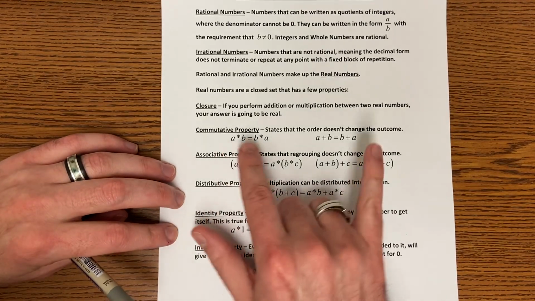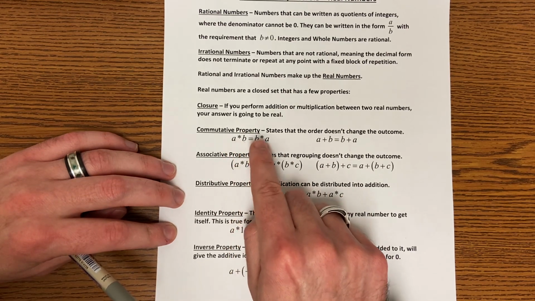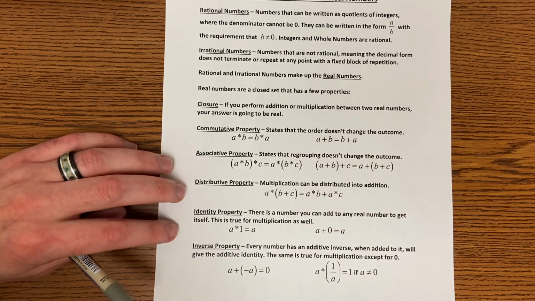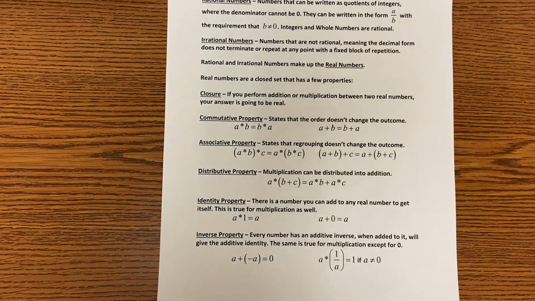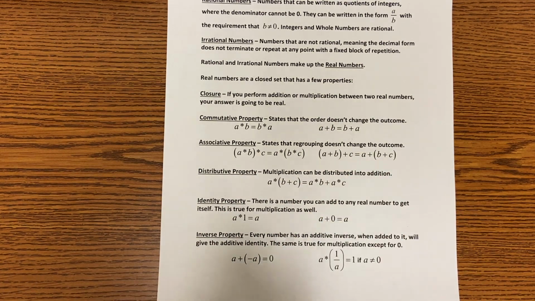Commutative property applies to both multiplication and addition. Basically saying 2 times 3 is equal to 3 times 2. Similarly, 2 plus 3 is equal to 3 plus 2. Order doesn't matter there. Associative property states that regrouping doesn't change the outcome. What they're really saying is if you have 3 numbers multiplied together or 3 numbers added together, you can take any pair and do them first and the other one second, and it will still get the same answer. 2 times 3 times 5 is equal to 2 times, in parentheses, 3 times 5.